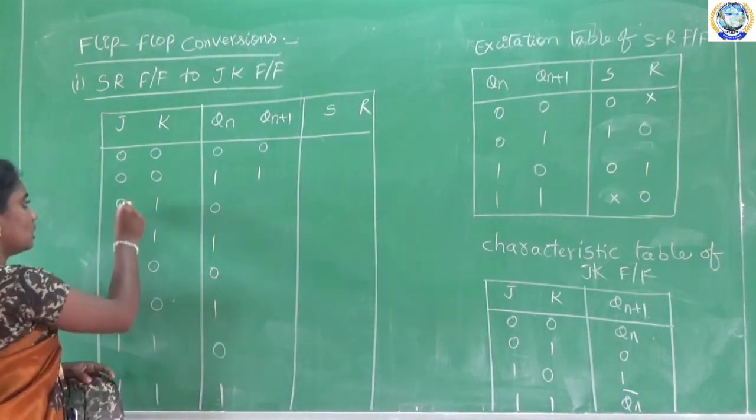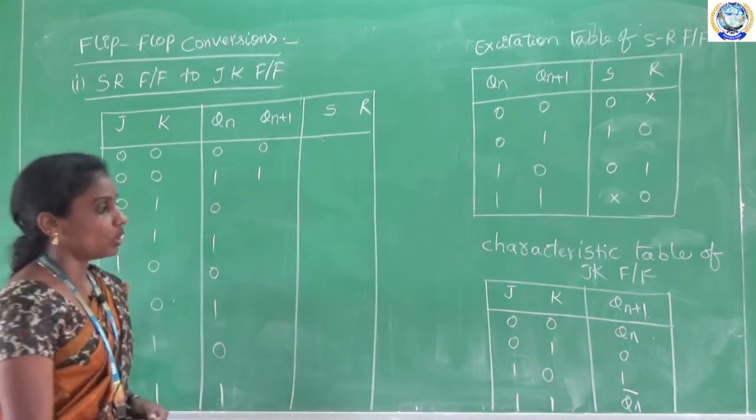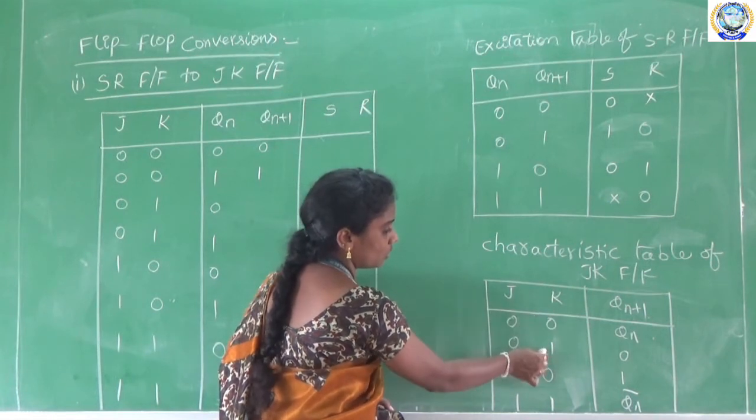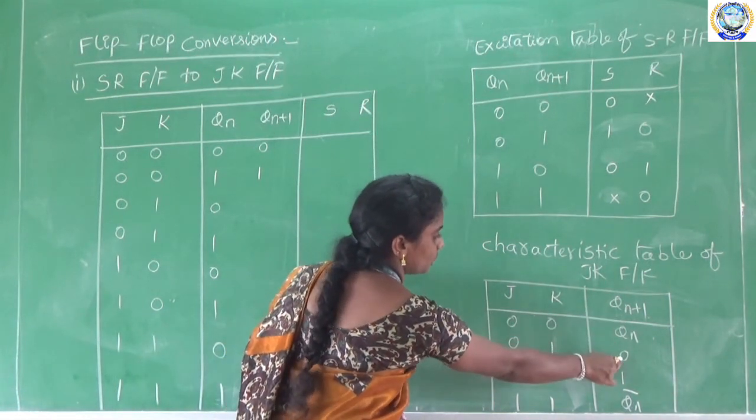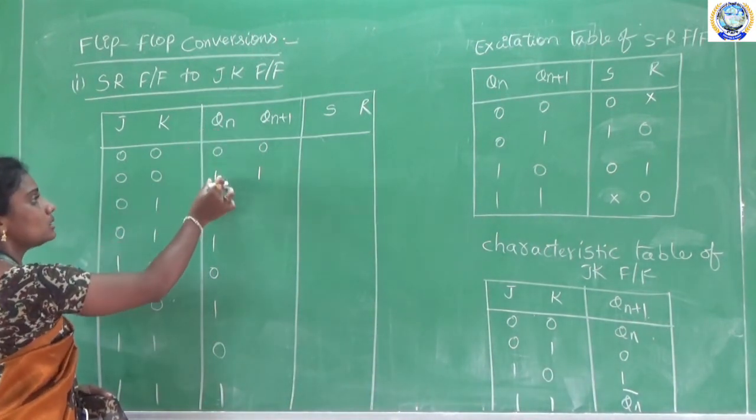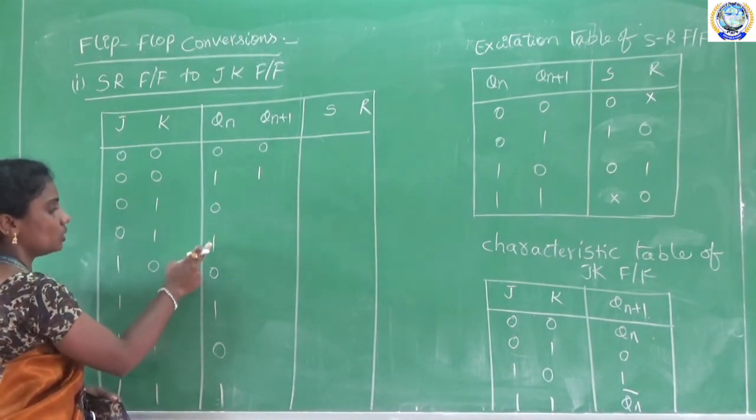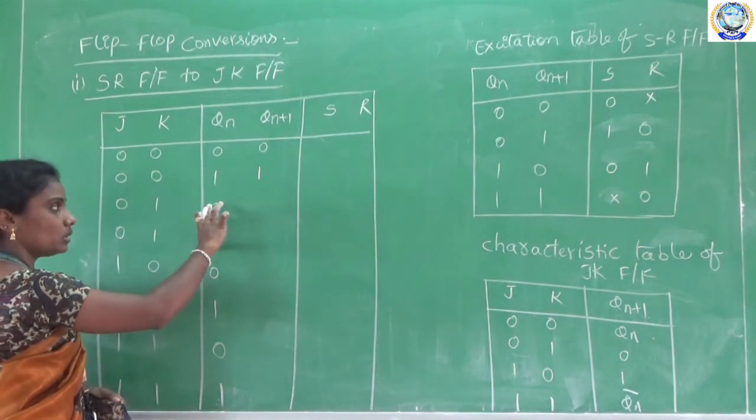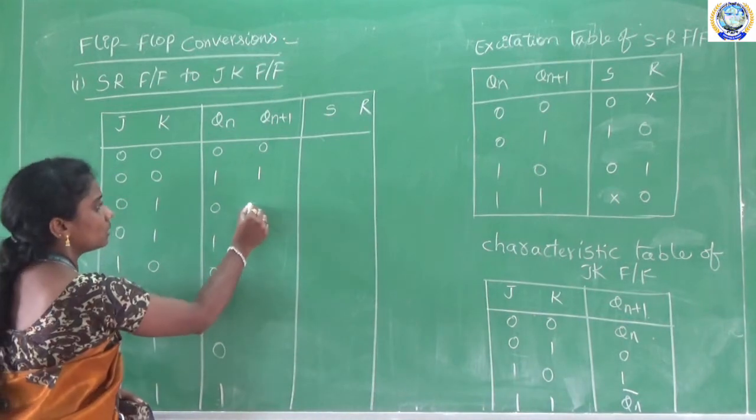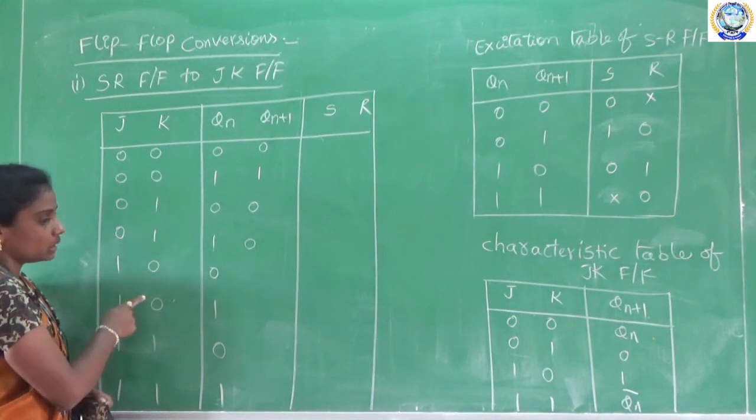Next condition, now I need to consider this one, when J equal to 0 and K equal to 1. From this characteristic table, when J equal to 0 and K equal to 1, what is Qn plus 1? It is 0. Here the value of Qn is 1. Again in the next condition, it is 0. Here 0, here it is 1. Whatever the present state may be, the value of the next state is 0. So here 0, 0.